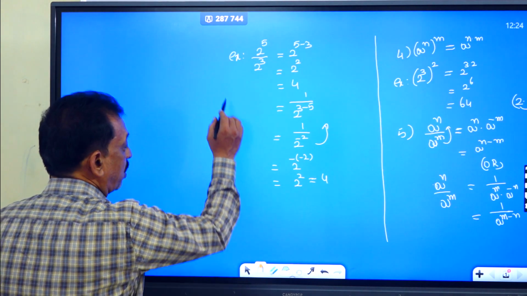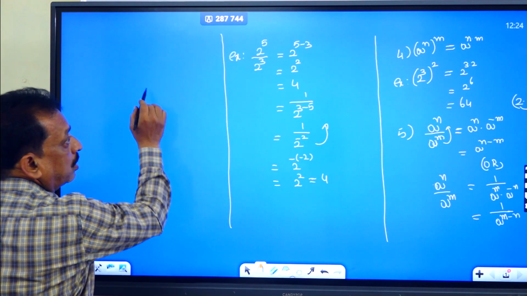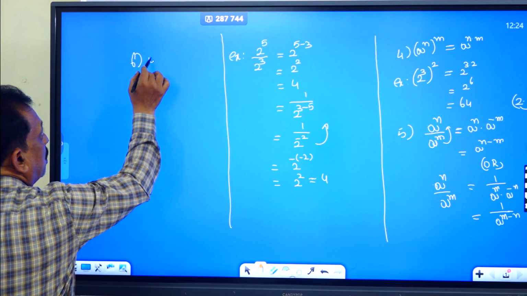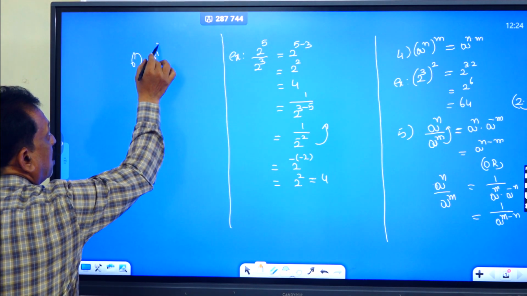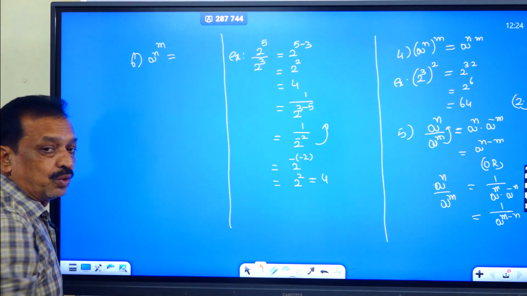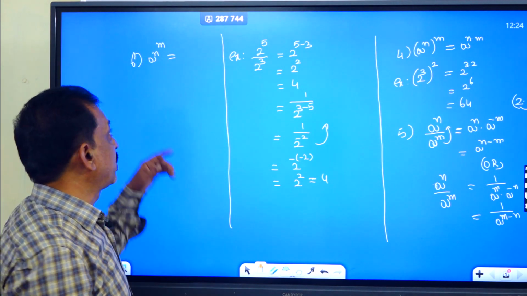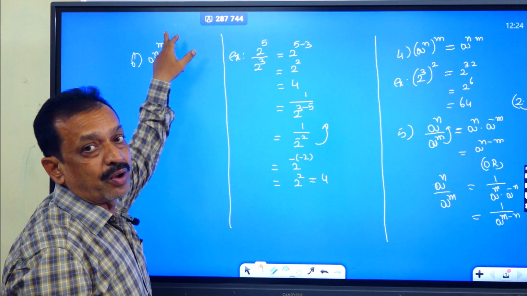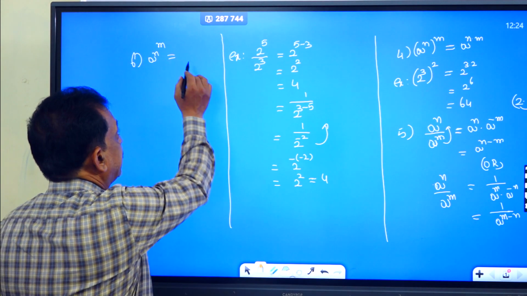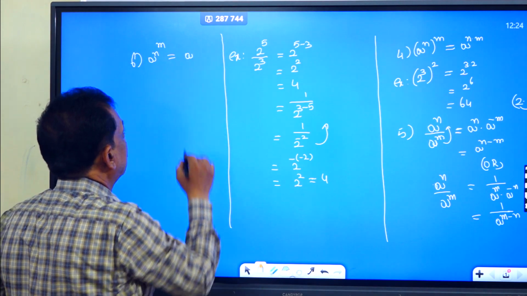Now the sixth formula, the sixth one: a to the power of n to the power of m is equal to a to the power of n to the power of m, you can take the base.